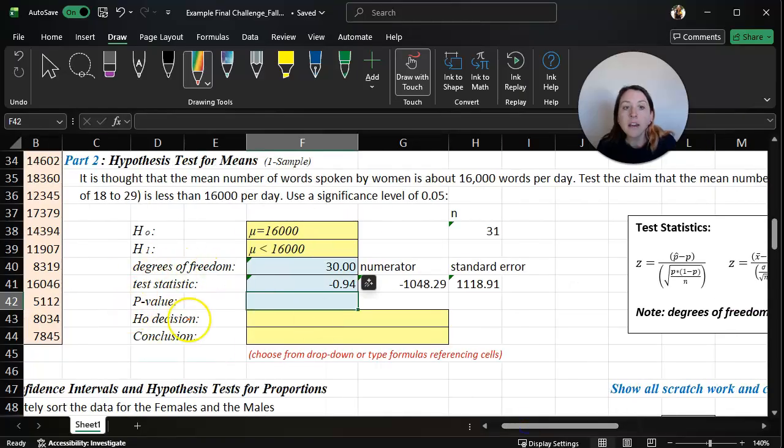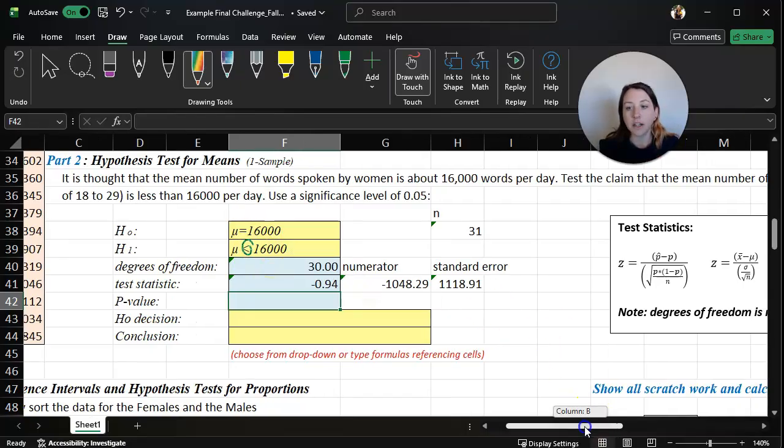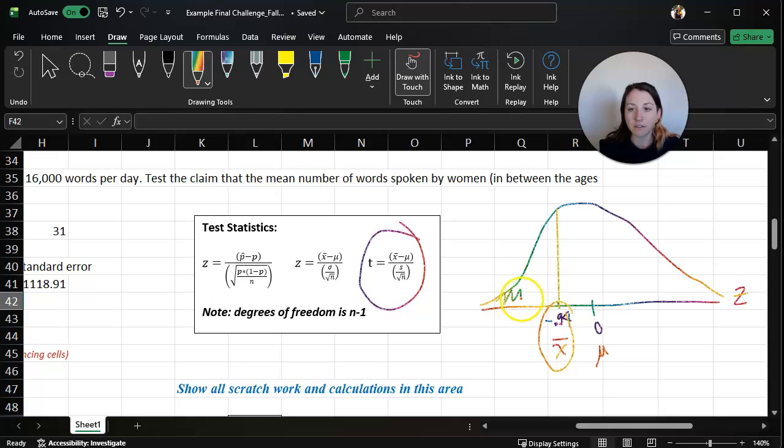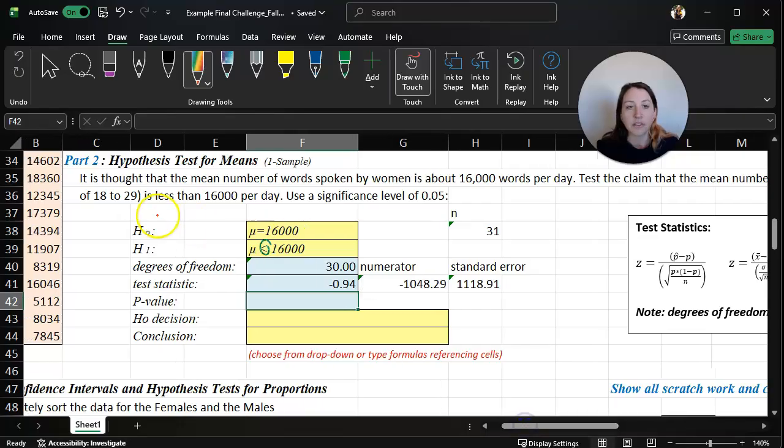Now, when we're looking for the p-value, part of this has to come from what tail we're working in. Here we have a less than sign, so we have a left-tailed test, and we need to find the area to the left of this value. Less than in the alternative implies a left-tailed test. If it were greater than, it would be a right-tailed test. If it were not equal to, it would be a two-tailed test. In this case, we're looking for the area to the left of this test statistic, because the sign in the alternative is less than.